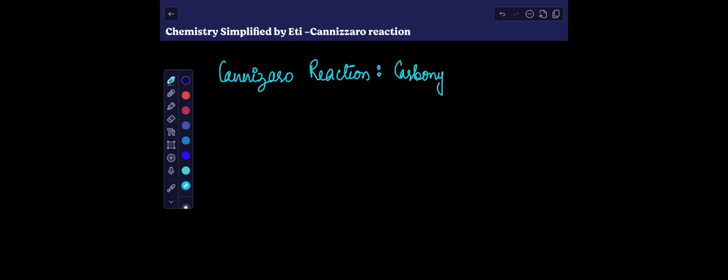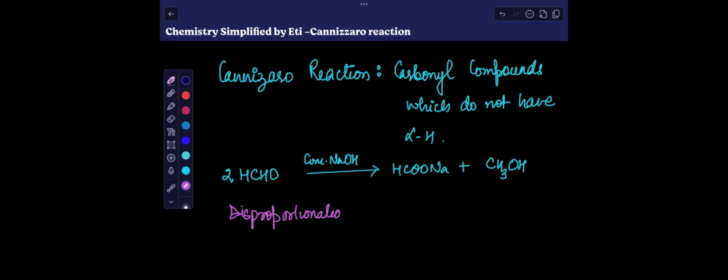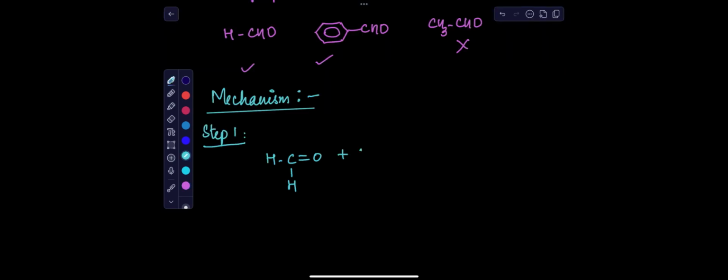Hi everyone, let's see the Cannizzaro reaction, which is shown by carbonyl compounds which do not have alpha hydrogen, like formaldehyde, benzaldehyde, etc. In this reaction, the benzaldehyde in the presence of concentrated NaOH or KOH undergoes oxidation and reduction, and that is why the reaction is known as a disproportionation reaction. And the salt or carboxylate salt is the oxidized product and the alcohol is the reduced product.